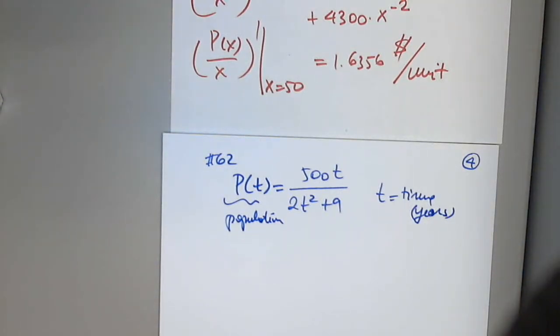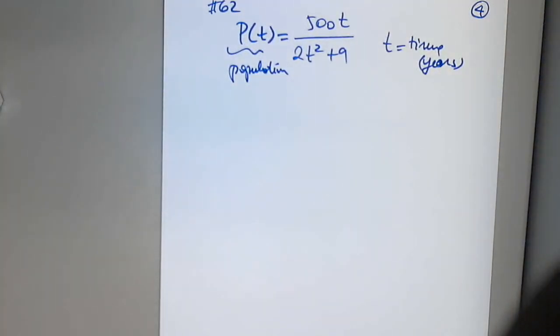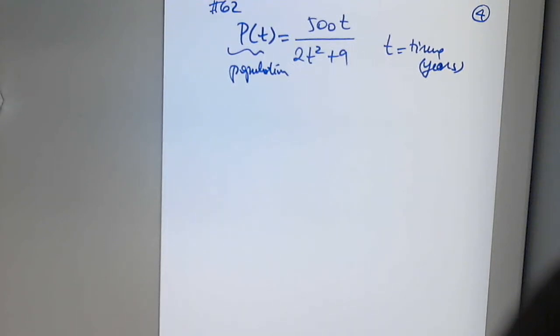Always take notes when you read. Okay, find the growth rate. So this is the population. We want to find the growth rate of the population. What am I asked to do? What do I need to find? In other words, the rate of change of the population. So what is the idea here? What am I after?